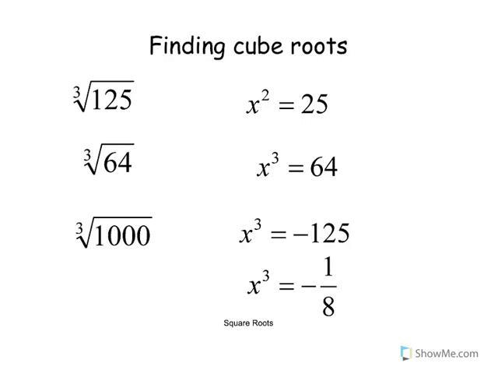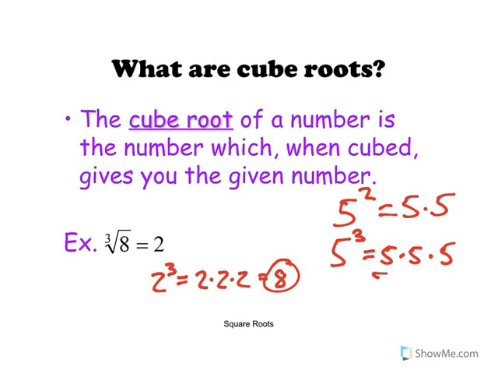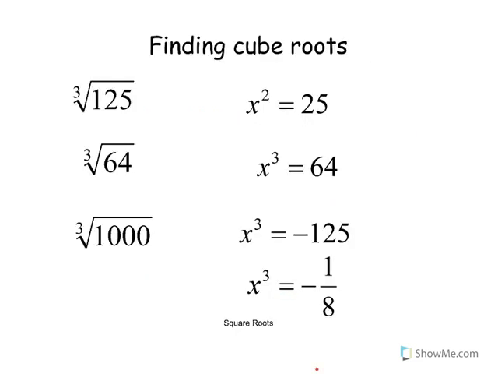What's the cube root of 125? Well, I kind of just answered that one right over here, right? 5 times 5 times 5 is 125. Therefore, the cube root of 125 is 5. What's the cube root of 64? Well, if I do 4 times 4 times 4, it gives me 64. So the cube root of 64 is 4. What about 1,000? Well, 10 times 10 times 10 is 1,000, so my cube root is 10.